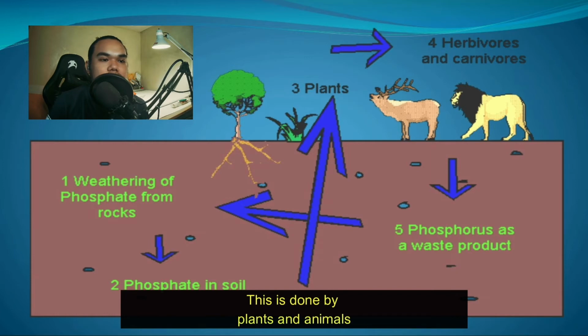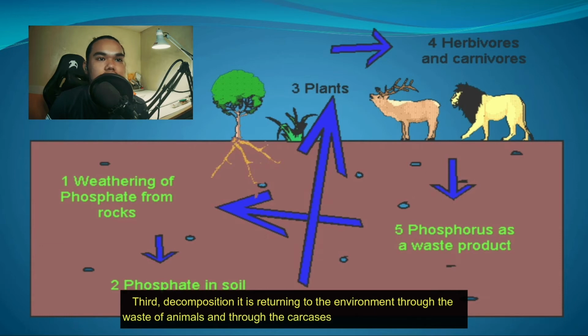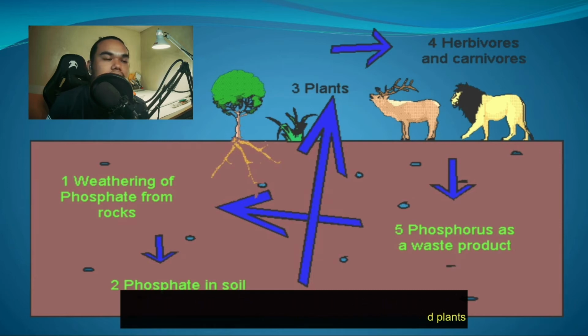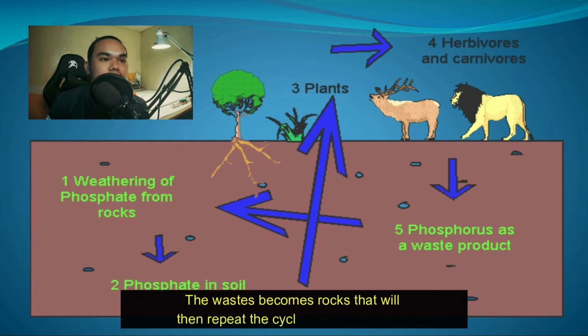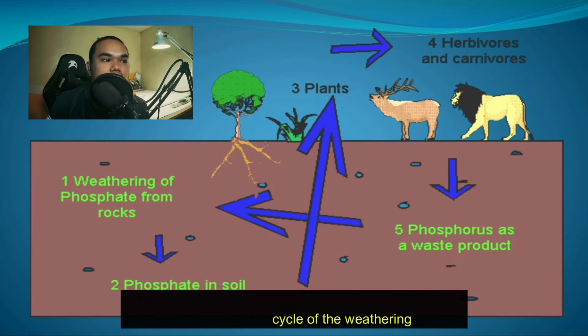The second step is absorption. This is done by plants and animals. They absorb the phosphorus present in the soil and the water. Third, decomposition. It is the returning of phosphorus to the environment through the waste of animals and through the carcasses of dead animals and plants. And fourth is sedimentation. The waste becomes rocks that will then repeat the cycle of weathering. That is the phosphorus cycle.